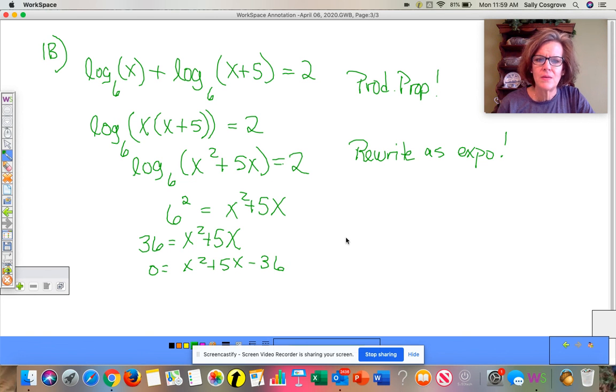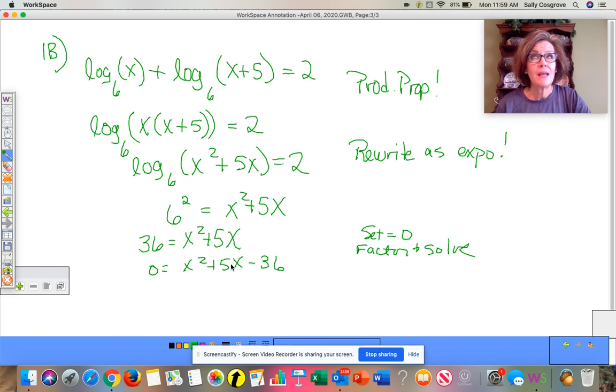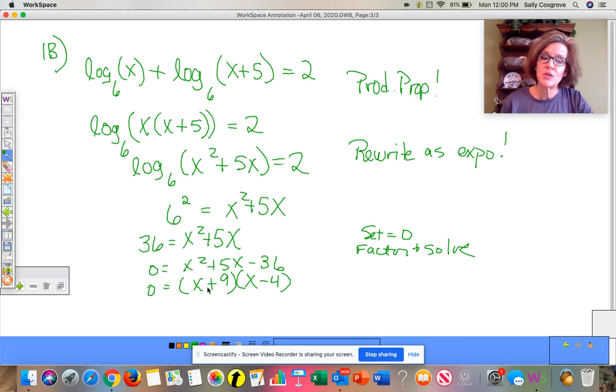And what are we going to do? So here we set equal to 0, factor, and solve. We're looking for factors of negative 36 that have a sum of 5: 9 and negative 4. So 0 equals x minus 9, x plus 9. Woo, almost made a mistake. x minus 4. Double check: 9 minus 4 is 5, and 9 times negative 4 is negative 36. We factored correctly.